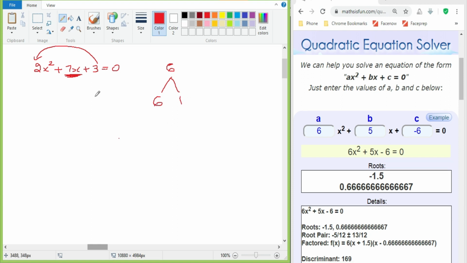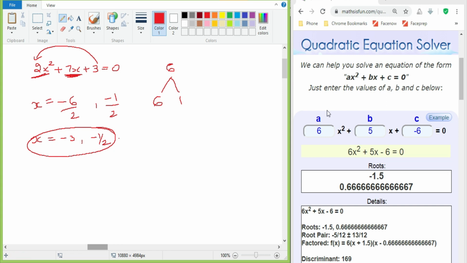So after getting this, since it is positive, this is also positive. 6 plus 1 gives 7. So I can tell x is equal to minus 6 and minus 1. And whatever the coefficient of x square is there, we have to divide. So minus 6 by 2 and minus 1 by 2. So I can tell the answer is minus 3 and minus 1 by 2.